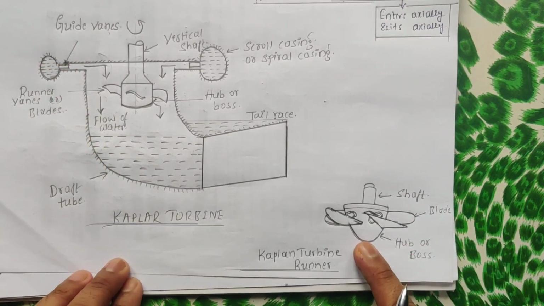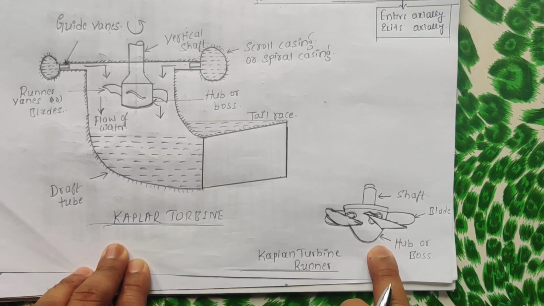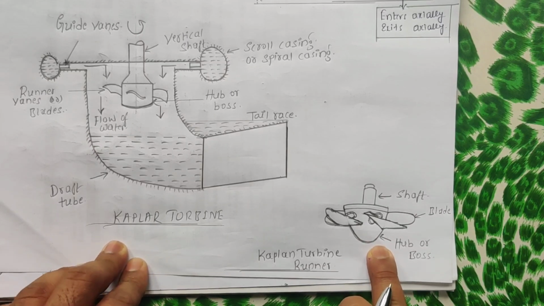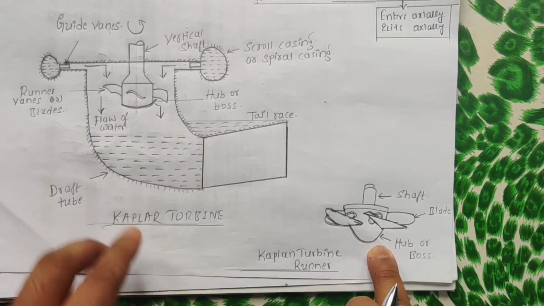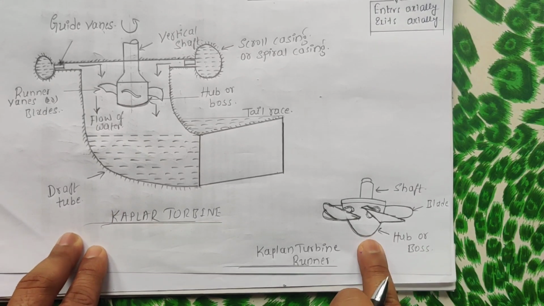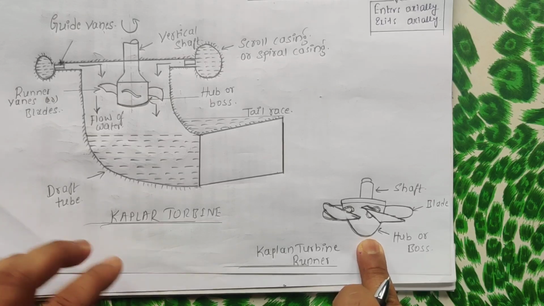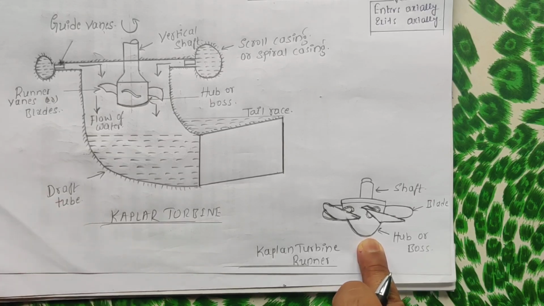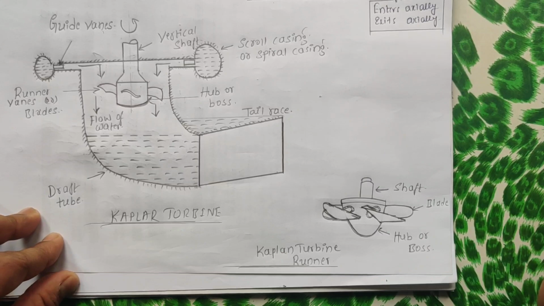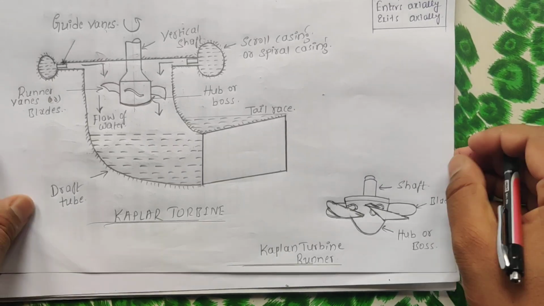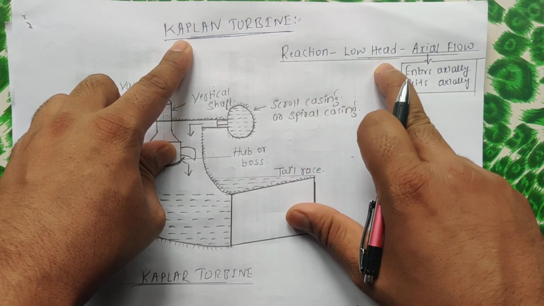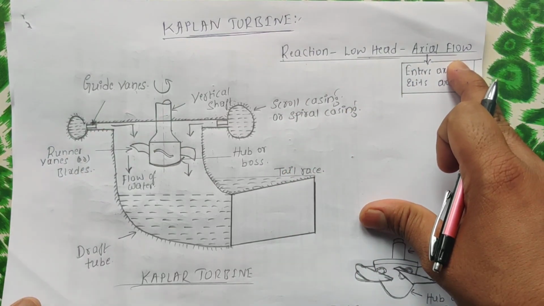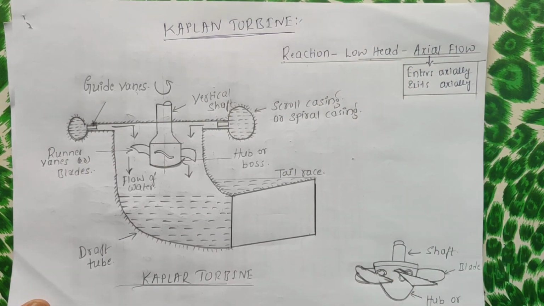Since it's a low head, it has got some specially designed blades, because it has to provide some sufficient force to rotate the turbine. So these are the specially designed blades, so that even from the low head the turbine can rotate efficiently. Yeah? So the Kaplan turbine is basically a reaction turbine with low head and axial flow. Yes, hope you understood this.